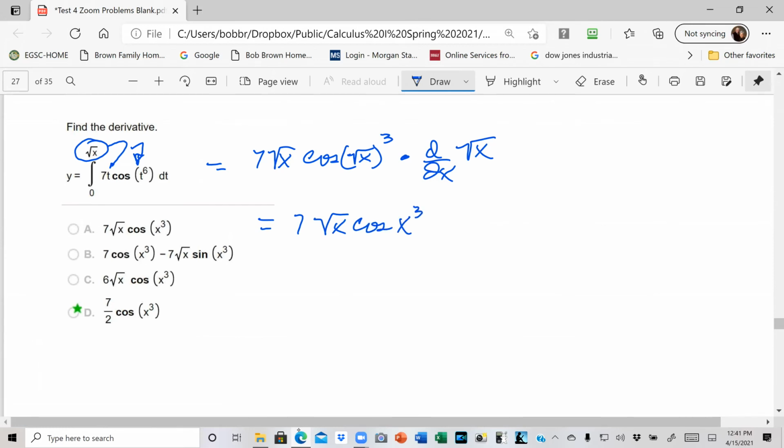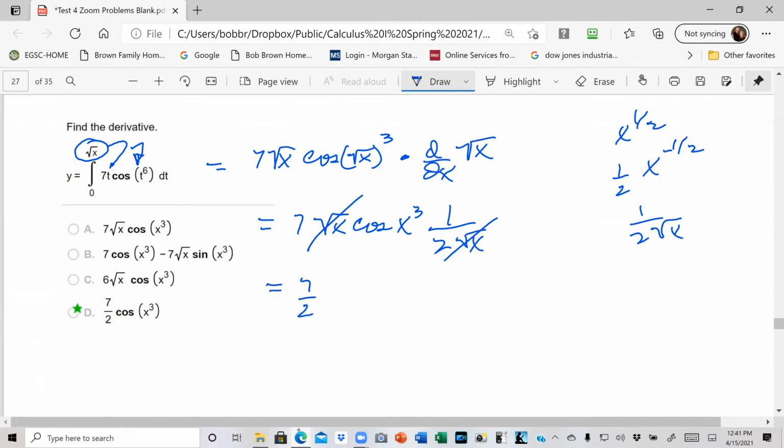Notice that for d/dx of the square root of x, we have x to the 1/2, and this derivative is going to be 1/2 x to the minus 1/2, which would be 1 over 2 square roots of x. And notice we have some simplification here. The square root of x is canceled, and we get 7/2 cosine of x cubed.